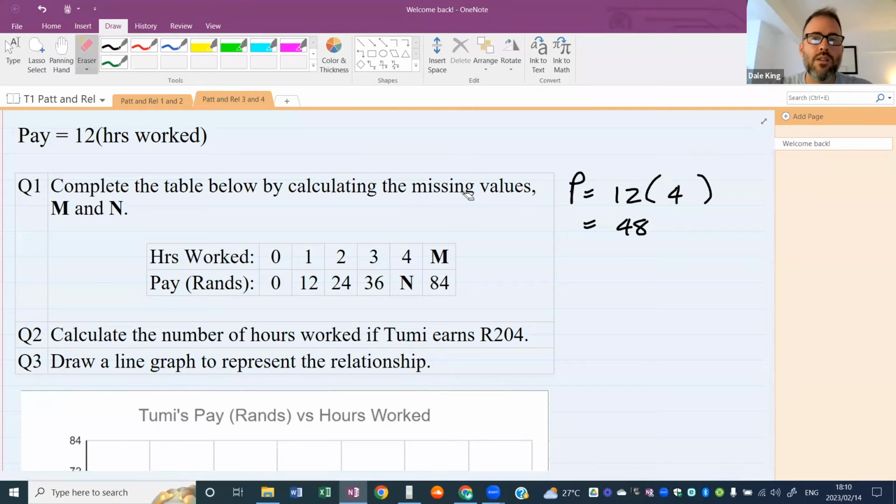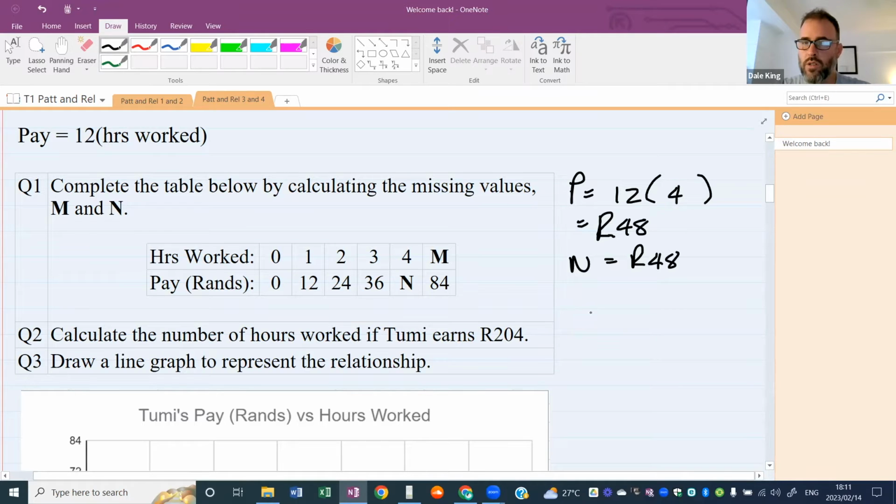And I know Kia is going to say something now when she sees what I've written. Don't forget your units. There we go. All right, so the units are rand. So we need 48 rand. Okay, so that's for N. In fact, if you wanted to replace P with N here, it's fine. But N equals 48 rand. Sorry, that was N, not M. Now we're going to move on to M.